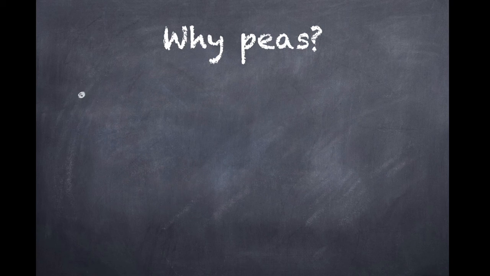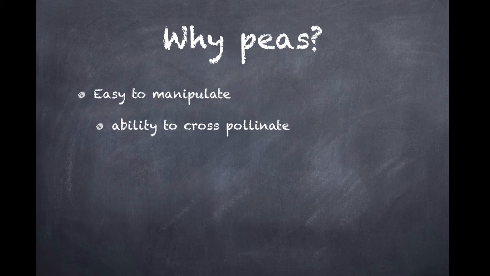So why peas? Again, easy to manipulate. They were able to manipulate the plants so that they could breed them and cross-pollinate them based on the traits. So he had plants with purple flowers, plants with white flowers, and he could cross-breed them in order to determine what kind of flowers would be created.